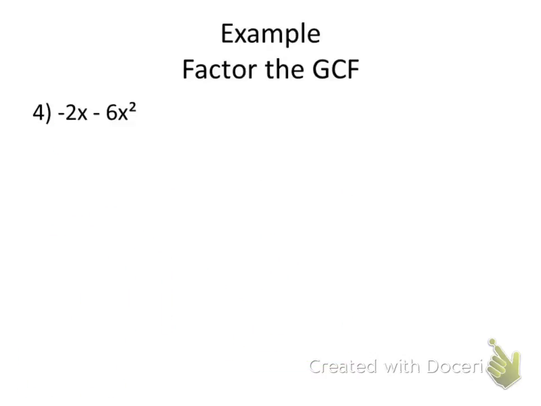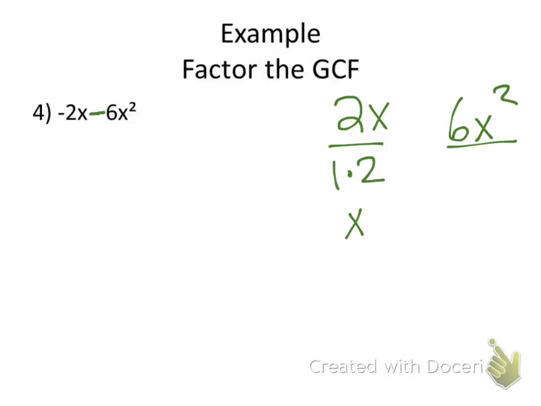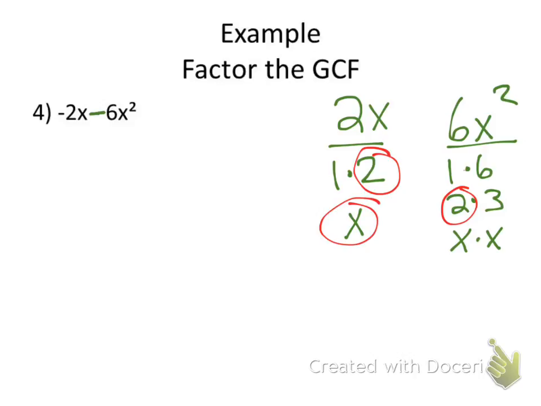All right, here's number 4. I'll give you a second to write it down. That's a minus. So over here I have 2x. Over here I have 6x squared. The ways to make a 2 are 1 and 2, and you have the x. 6 is a 1 and 2, 2 and 3. And xx. What's the biggest number? 2. So variables? X. All right, so I am going to factor out a 2x.